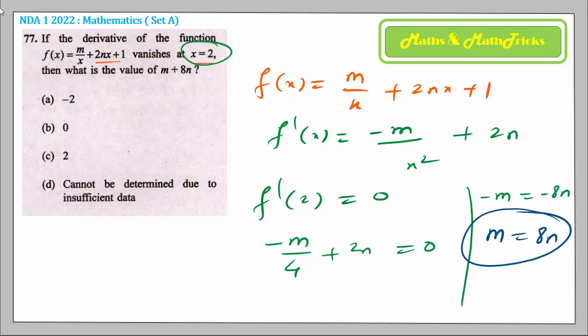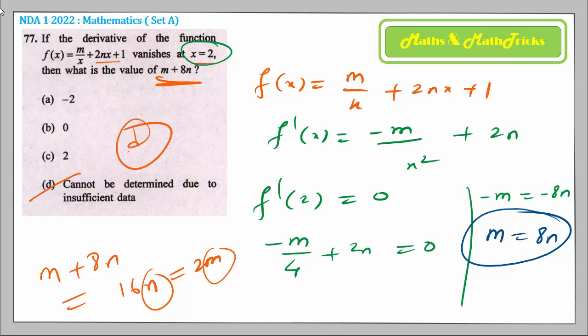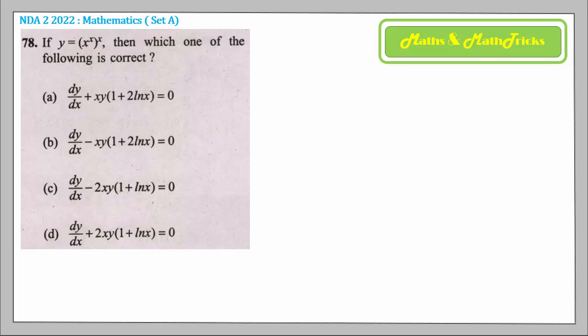So what they ask is the value of this expression then? M plus 8n value you can now reduce as 16n or you can reduce that as 2m. But in both cases m is unknown, n is unknown. So that's why we cannot determine this due to insufficient data, which should be the answer. All right, coming on to the next question.